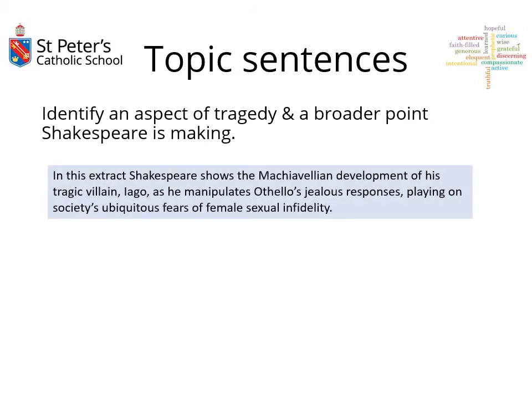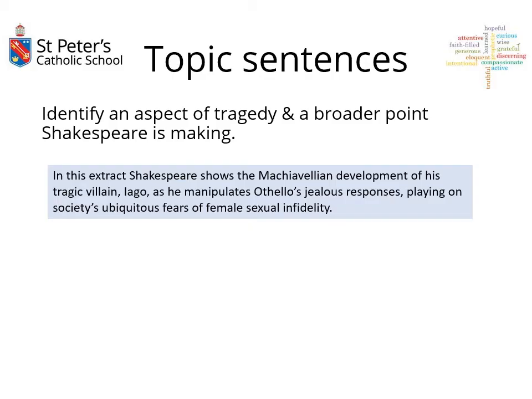So here you've got an example. "In this extract, Shakespeare shows the Machiavellian development of his tragic villain Iago as he manipulates Othello's jealous responses, playing on society's ubiquitous fears of female sexual infidelity." All of these come from previous exam answers from my students. So here we begin "in this extract," so we're very focused. We've got the writer's name, "Shakespeare shows." So we're really focusing on the idea this is constructed by a writer.